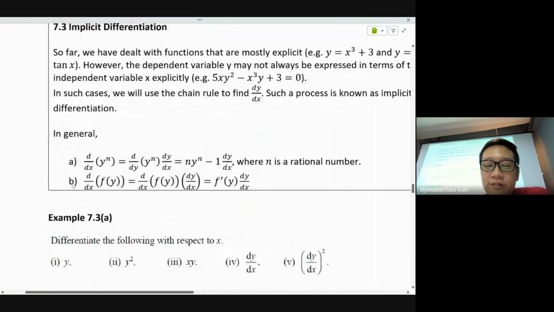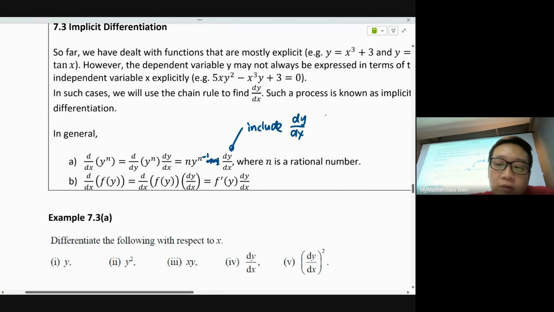In general, differentiate y to the power of n. Put the minus one here. You must always include the dy dx when you differentiate anything that has to do with y. Understand? Because d dx means differentiate with respect to x, but if you want to differentiate a y with respect to x, you must have a dy dx there. This is called implicit differentiation.